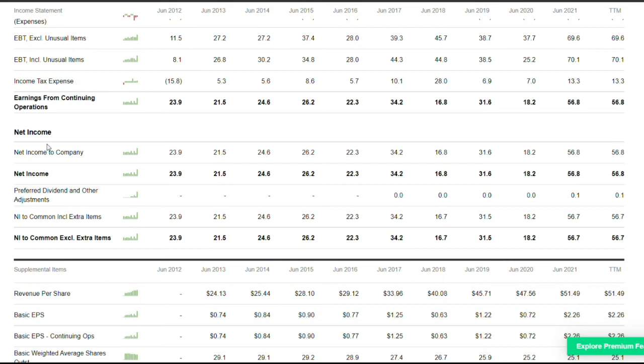Now, the next thing is net income to company. What is the bottom line? What is the company making after everything is said and done, after all the expenses are paid? How much is the company keeping to itself? That is the net income. So net income is mentioned here.